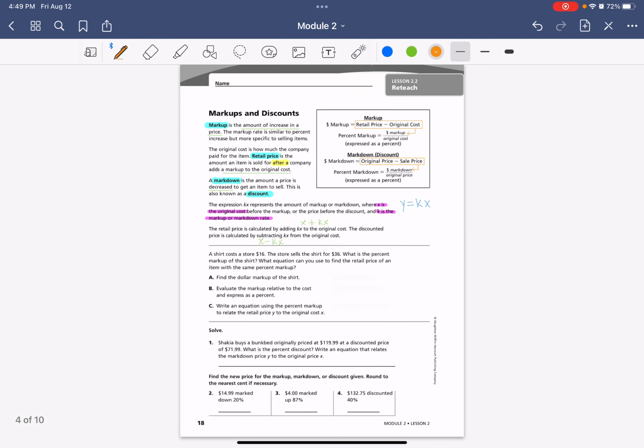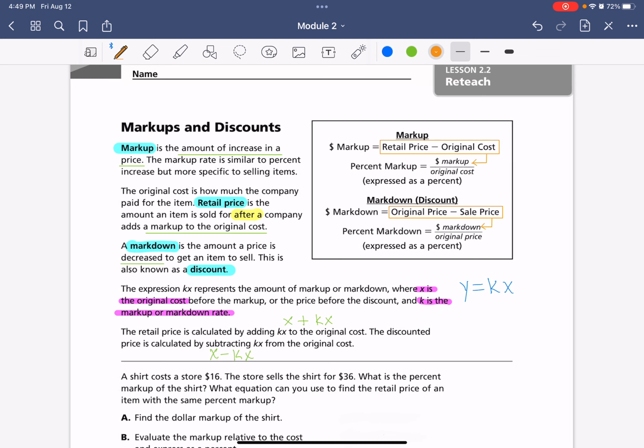So lots of vocab in this lesson. A markup is the amount of increase in a price. And then we have our retail price. That is the amount an item is sold for after a company adds a markup to the original price. So down here, we're going to see what that formula looks like for adding a markup plus the original cost. And then we have our discount. So that's the one where our price goes down. A markdown is the amount a price is decreased to get an item to sell.